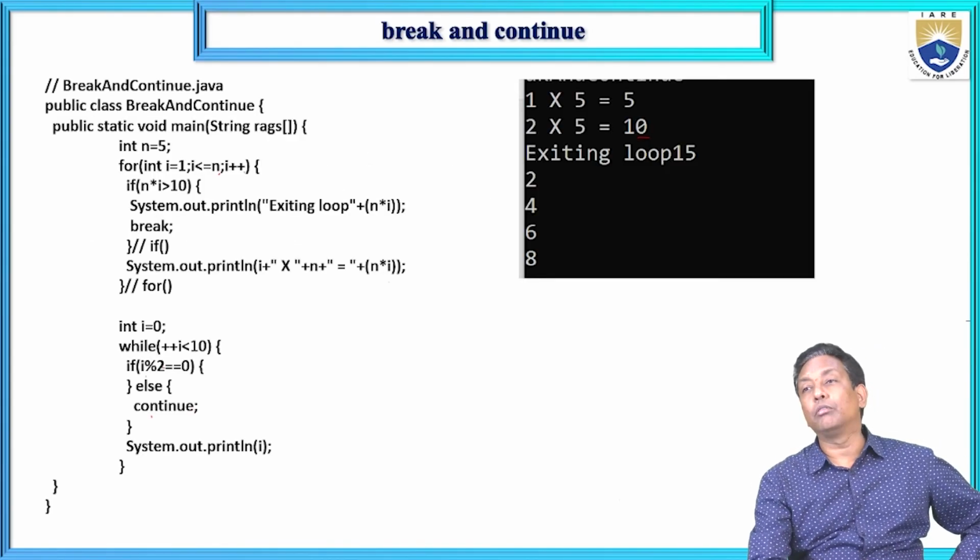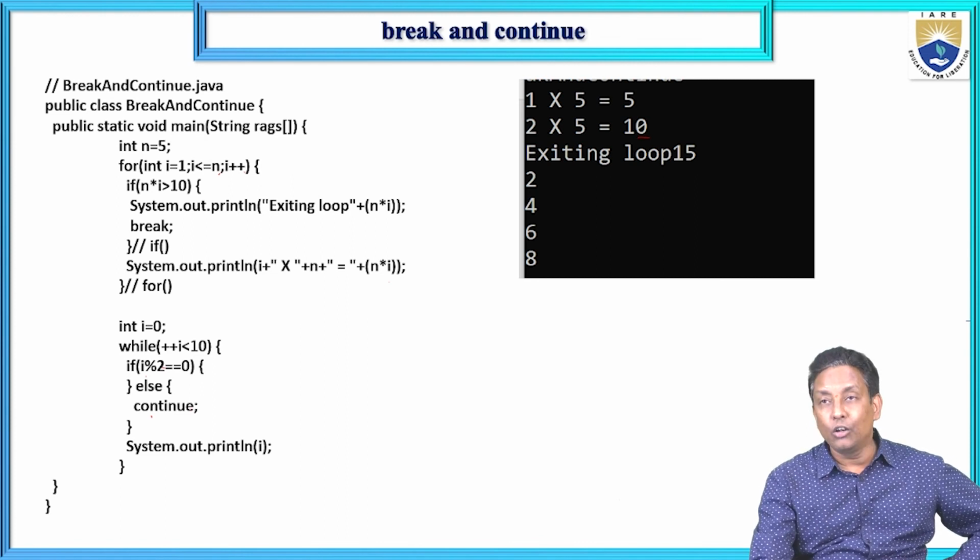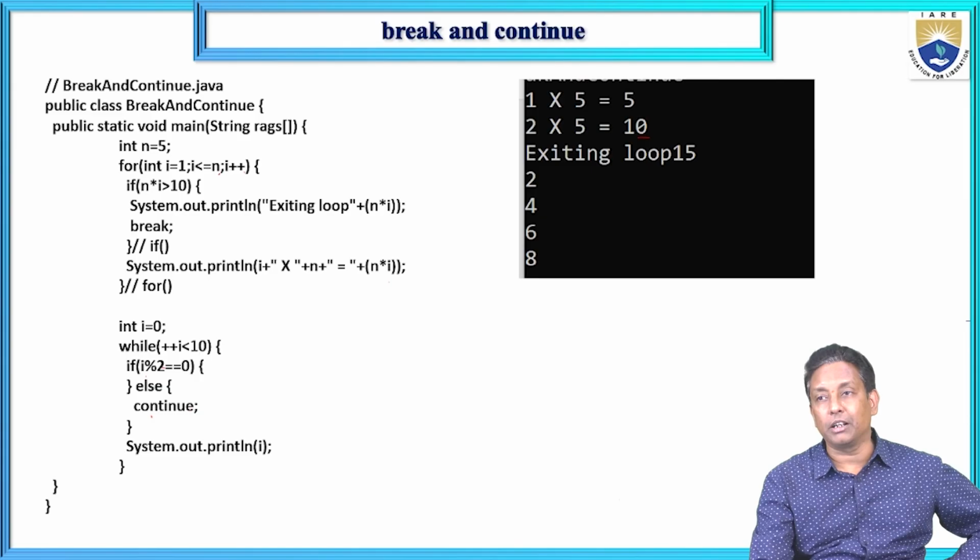So this is how the second topic in control structures, loops, for each loop, while loop, do while loop, finite loop, indefinite loop, infinite loop, and break and continue statements are completed.